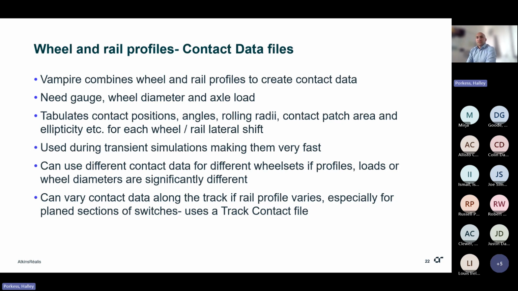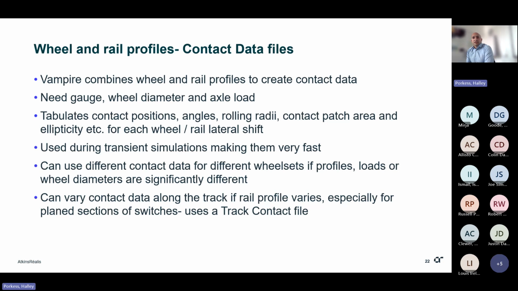So you've got positions, angles, forming radius, contact patch areas for each wheel and rail, and lateral shift, so as the wheel moves further across the rail. Because you've got this big lookup table, during a transit simulation, Vampire just refers back to that table every time, which means the simulations run really, really quickly.